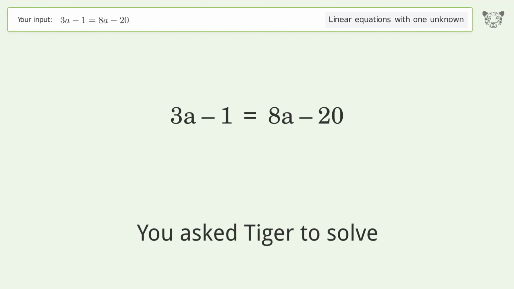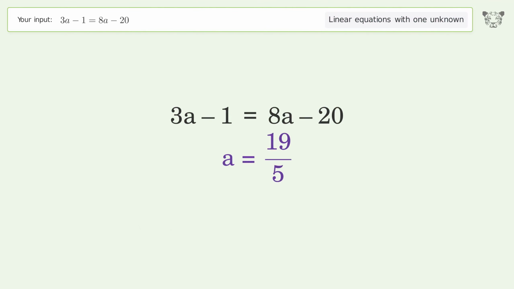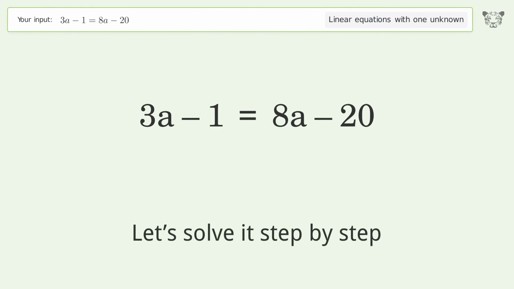You ask Tiger to solve. This deals with linear equations with one unknown. The final result is a equals 19 over 5. Let's solve it step by step.